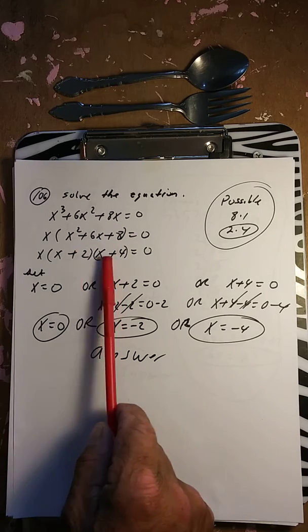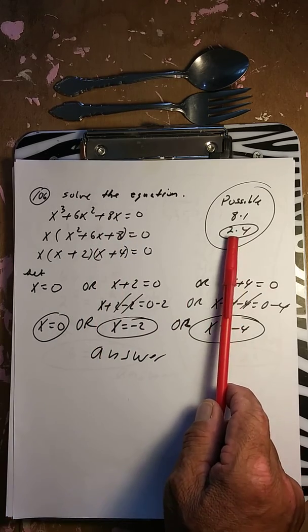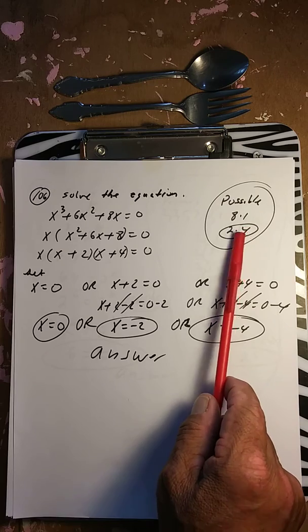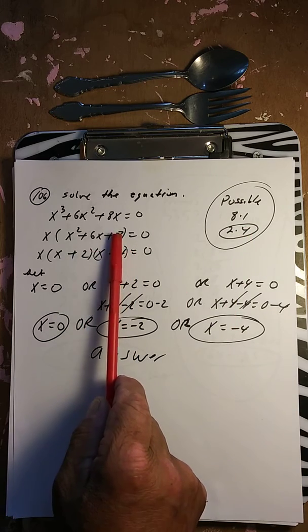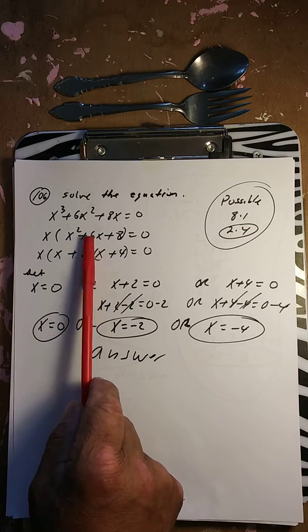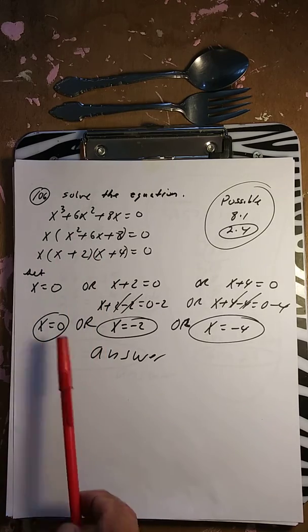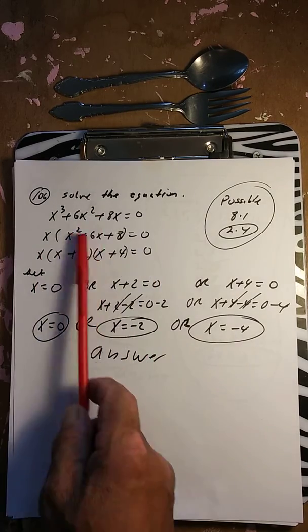Now this right here, 8 is going to be 2, 1. Let's see, 2, 4 and 8, 1. Let's go with 2, 4. So 2 times 4 is 8, yes. 4x and 2x is 6x, yes. X and x, x squared. So that's right. So x times x plus 2 times x plus 4 is this one.